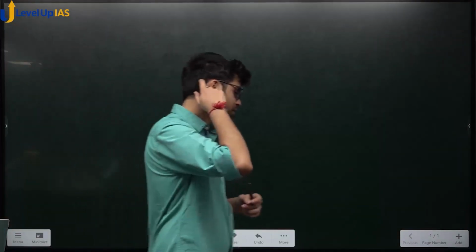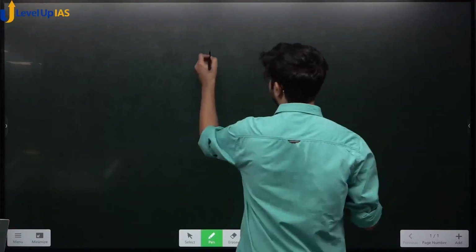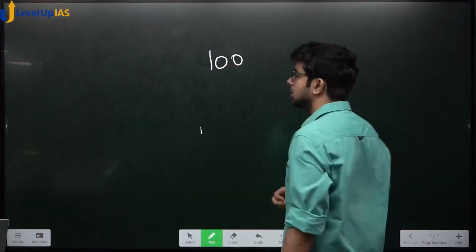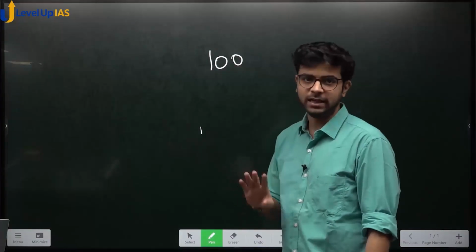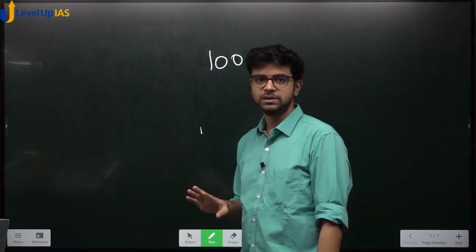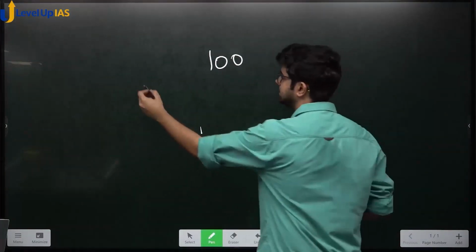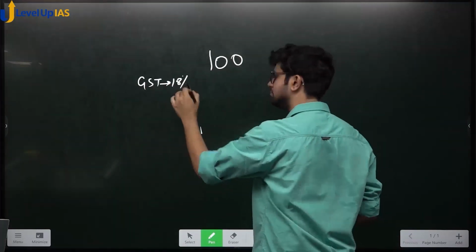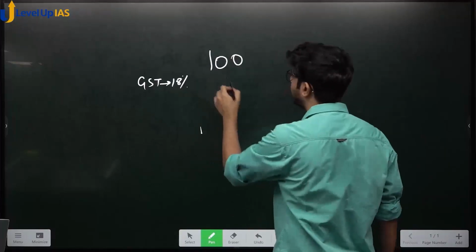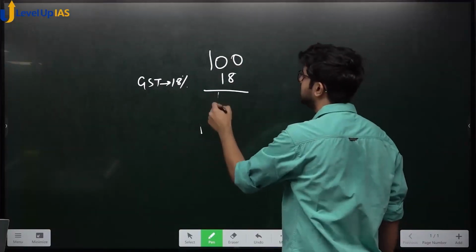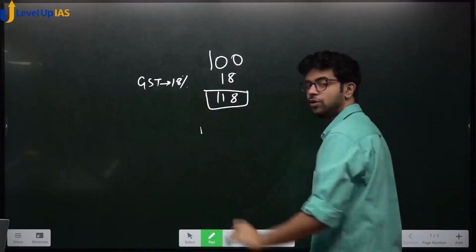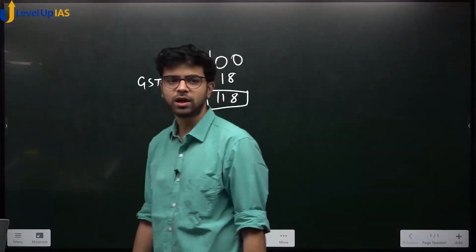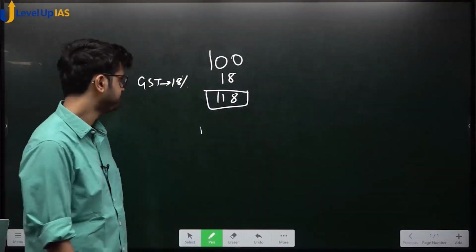So see this example. I am selling a mobile of 100 rupees. Okay? Very important. GST is 18%. What will you do? You will add GST 18%, and you will bill 118 to the customer. Yes or no? Will you bill 118 to the customer? Yes, you will bill.